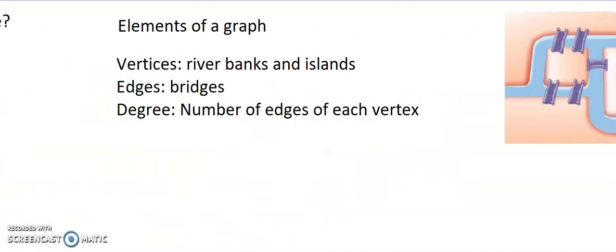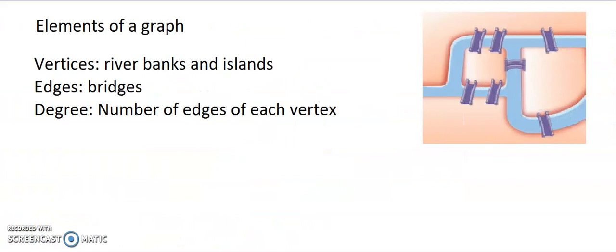This links into these elements that I just went over. Elements of a graph: we've got vertices, which are riverbanks and islands; edges, which are bridges; and degrees, which is the number of edges of each vertex. So, taking away this map, we can form our network.